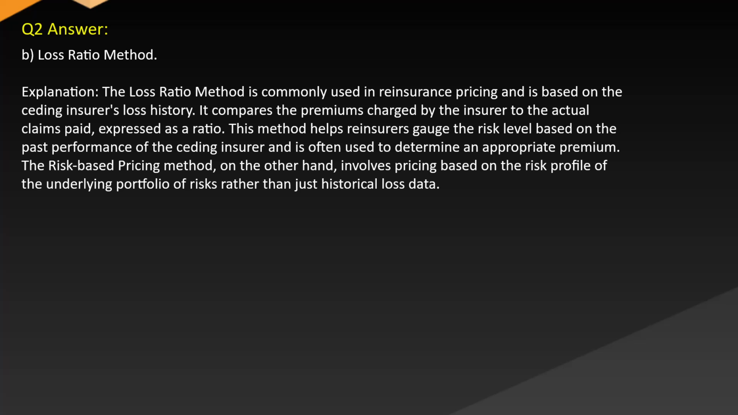Explanation: The loss ratio method is commonly used in reinsurance pricing and is based on the ceding insurer's loss history. It compares the premiums charged by the insurer to the actual claims paid, expressed as a ratio. This method helps reinsurers gauge the risk level based on the past performance of the ceding insurer and is often used to determine an appropriate premium. The risk-based pricing method, on the other hand, involves pricing based on the risk profile of the underlying portfolio of risks rather than just historical loss data.